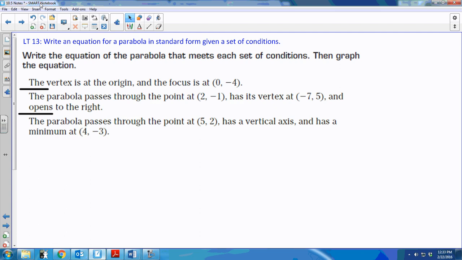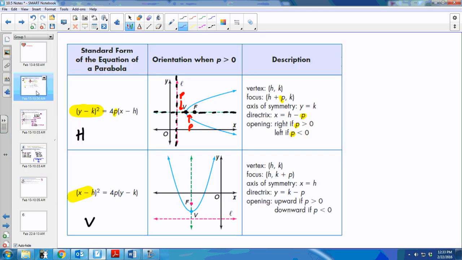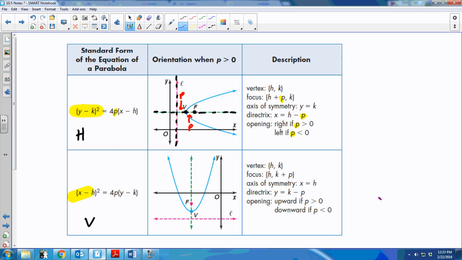You need 3 things to write an equation for a parabola. You need to know if it's horizontal or vertical. You need to know the vertex. And you need to know what P is. Again, a reminder, P is the distance from the vertex to a focus, or the vertex to the directrix. So you have that at your disposal. You also have this table from your notes that you get to use on the quiz. So I would advise that you be looking at that. That's what I'm going to be looking at when I'm doing these problems anyway.